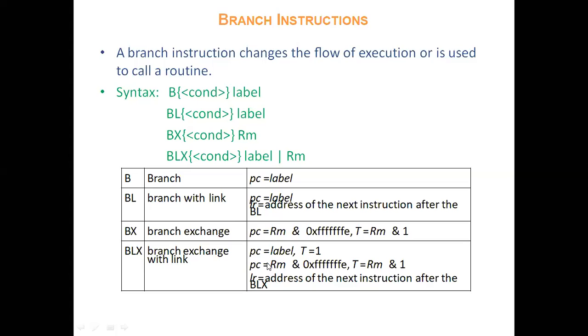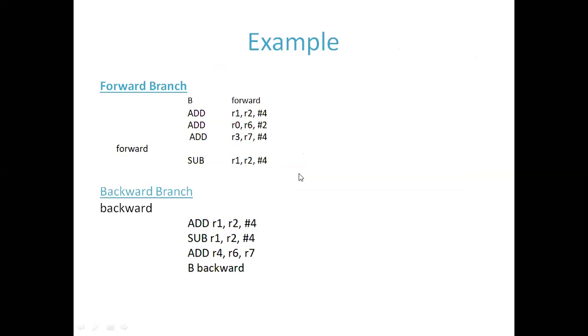In the case of the contents of a register, we are masking it. We actually call it masking: RM AND 0xFFFFFFFE, and whatever the masked value is, that is the jump address. T is equal to the contents of RM ANDed with 1, and LR still has the address of the next instruction after the BLX. So these are the four branch instructions: B with a label, BL with a label, BX with the contents of a register, and BLX with a label or a register. Now look at the forward branch instruction, how it happens.